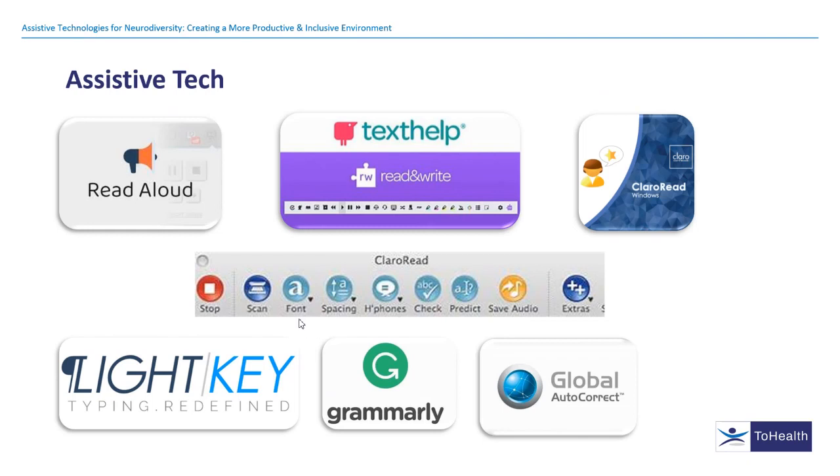We have Global Autocorrect. This is an advanced spell checking software program. Again, you can produce high quality, flawless documents, and it corrects your spellings as you type, and it also helps to boost productivity. This one's quite useful for dyslexia, some of these ones.